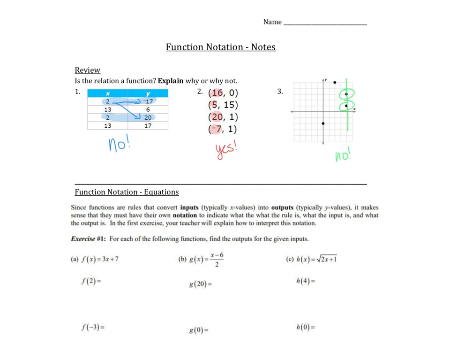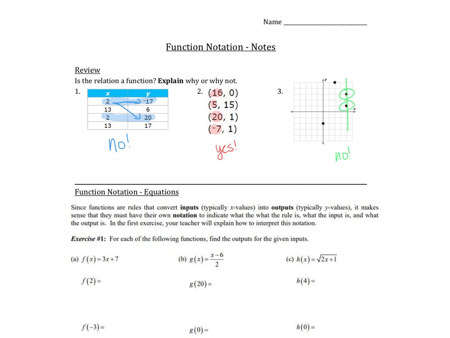Remember back to our vending machine example. If I input a 2, I don't know if I'm getting a negative 17 or a 20 out. So that is not a function. I did not explain my work here. Make sure you have an explanation for that.